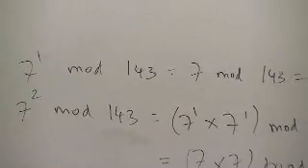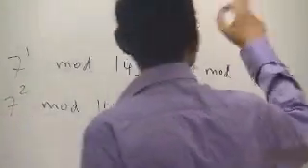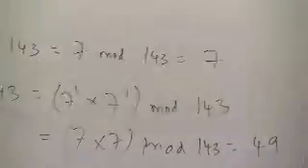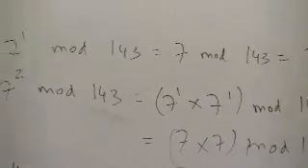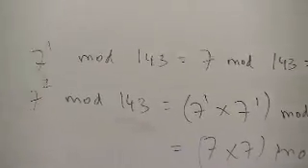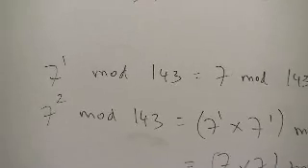So what do you want to find? 7 raised to 11, right? Then you want to encrypt that, isn't it? I can keep on writing. 7 raised to 11 mod 143.